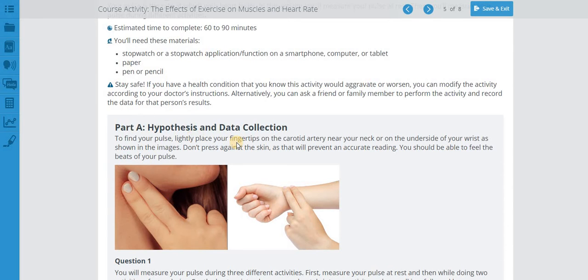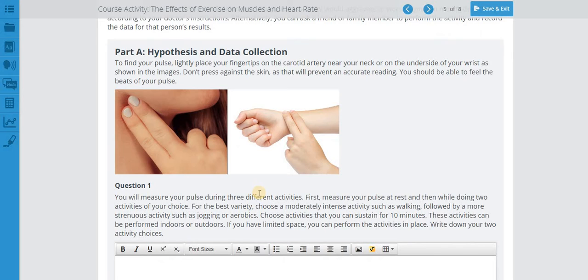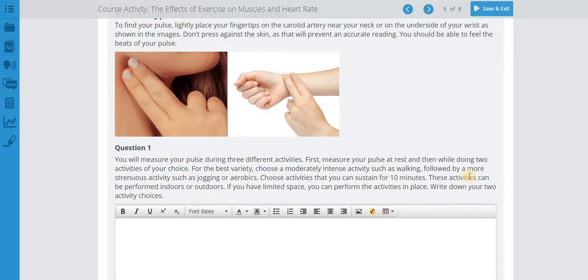Part A is data collection and hypothesis. Follow through here. Answer this. You think about it. What do you think will happen is what it's kind of getting down to. You will measure your pulse during 3 different activities. First, measure your pulse at rest. Now, it shows you how to do it.